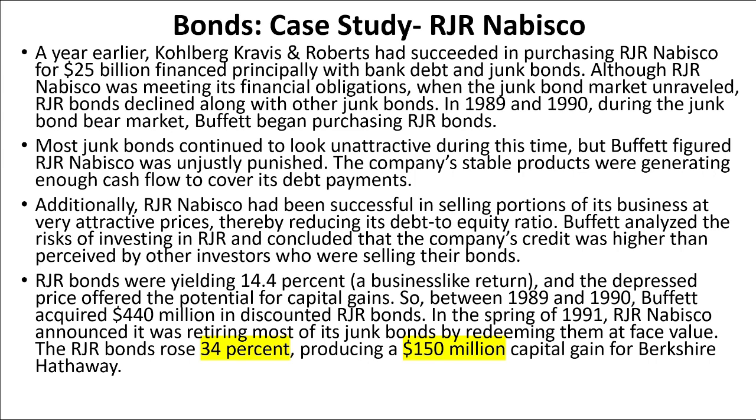Within 1 year, RJR Nabisco decided that they would redeem all its bonds at face value, and the RJR bonds rose 34 percent. That is, he purchased at a discount of 34 percent. So now let us calculate how it materialized for Warren Buffett. Let's check it.